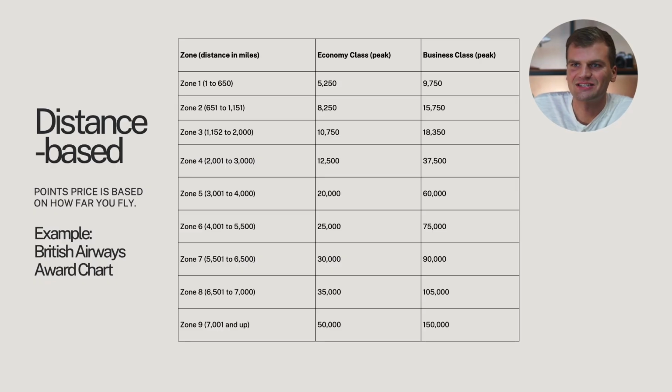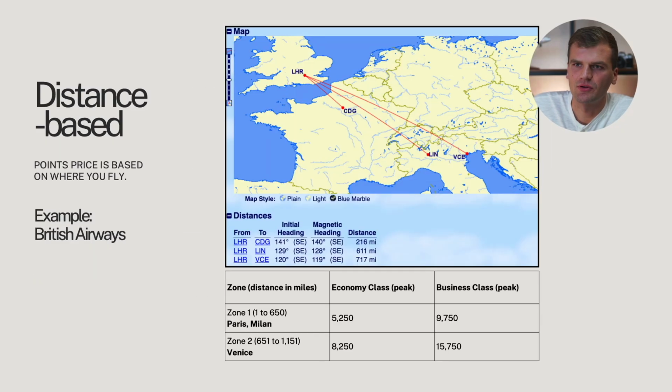If you fly less than 650 miles, it's going to be 5,250 miles in economy or 9,750 miles in business. I'm not sure why you would need business class for a flight that's approximately 30 minutes, but if you can't find availability in economy, it may be worth it.